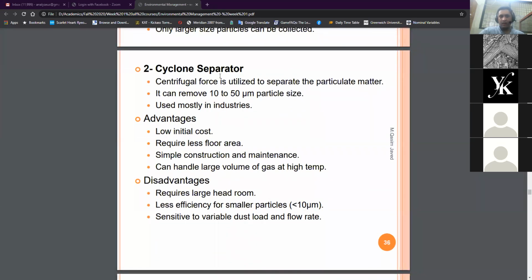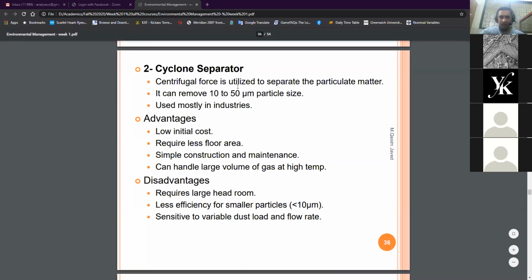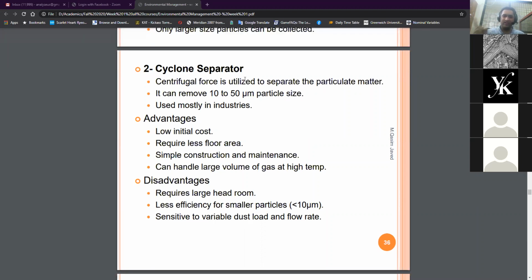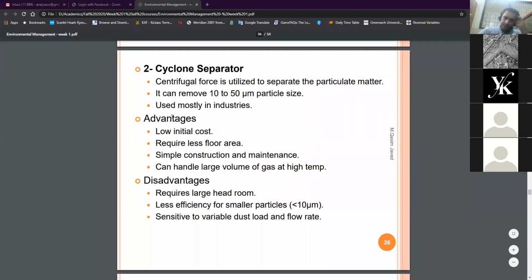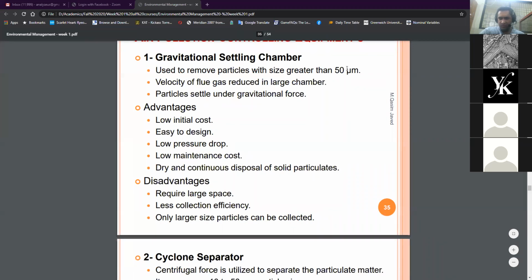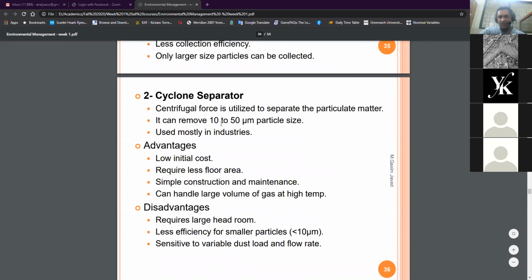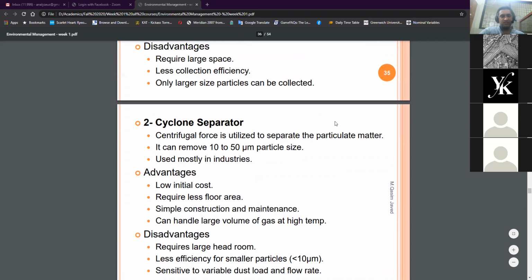Another technique is the cyclone separator. It uses centrifugal force. By centrifugal force, we mean the rotating mechanism which generates force that pulls or pushes elements due to movement. It is used to separate particulate matter. The good thing here is that it can remove particles of 10 to 50 micron size. Unlike the previous method, which only focuses on 50 microns, this is able to remove up to 10 micron, which is a big achievement using simple mechanical processes.